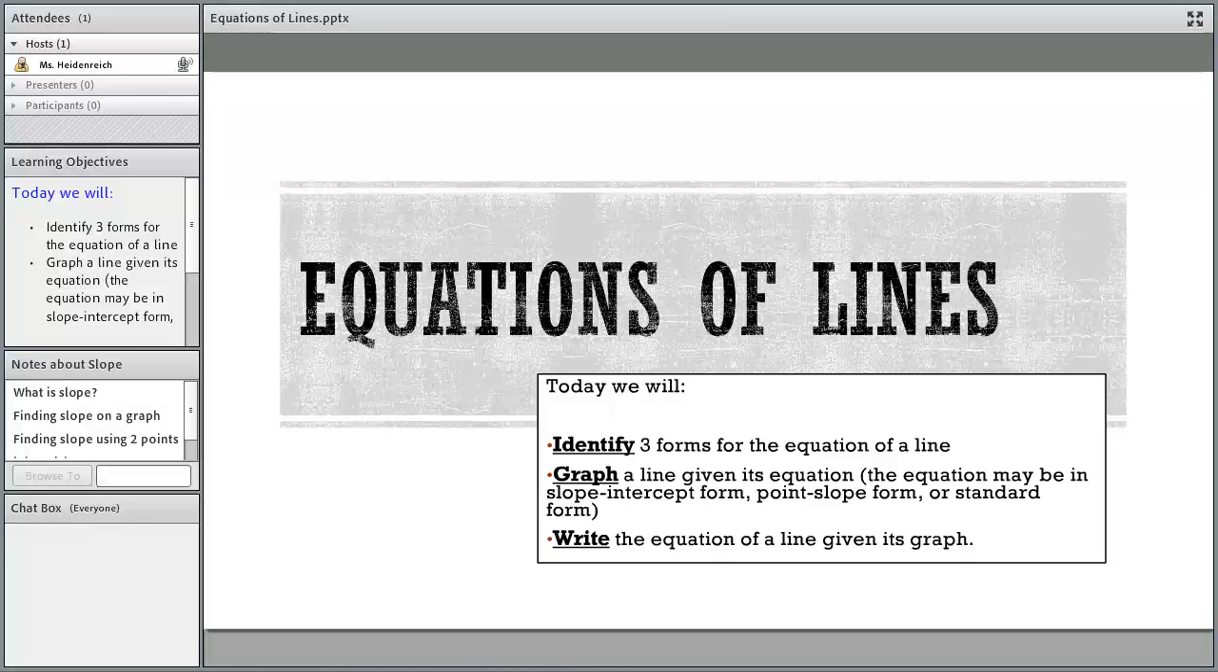Hi everyone! Today's session is going to be going over equations of lines in three different forms. So our goals are to identify three different forms for writing the equation of a line. Then we're going to graph a line given its equation, and we might have equations in slope-intercept form, point-slope form, or standard form. And we are also going to practice writing the equation of a line given its graph.